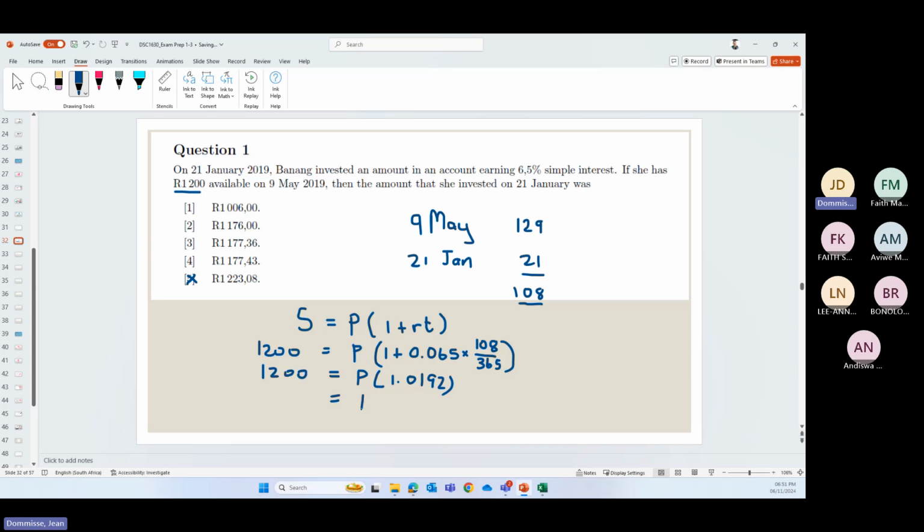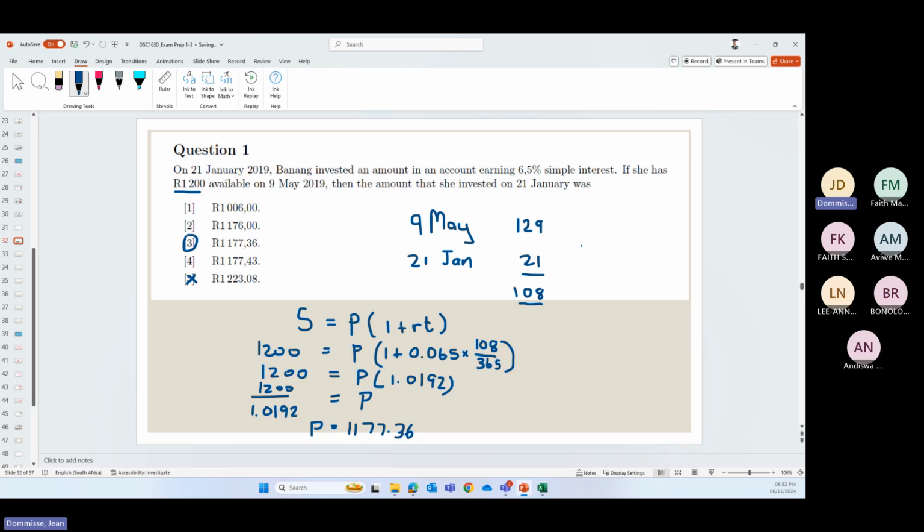So to work out P, I will need to say 1,200 divided by 1.0192. Okay, and that answer will give me P is equal to 1177.36. 1177.36. Okay, some of these options are very close to one another. 1176, 1177.43.